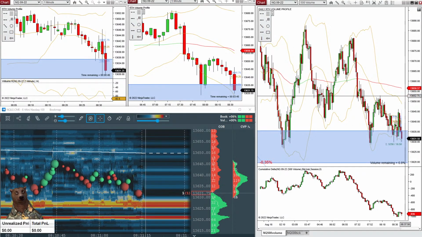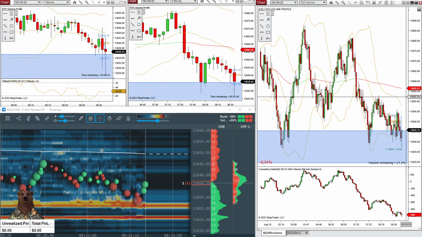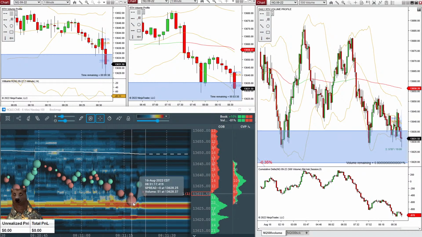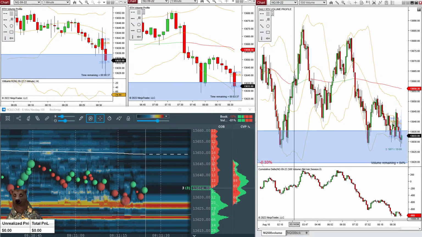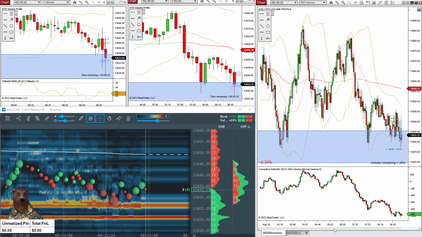So it's now moving down to that, hitting that liquidity down here. You can see all those orders coming through. Liquidity's holding. It's absorbing that selling pressure.